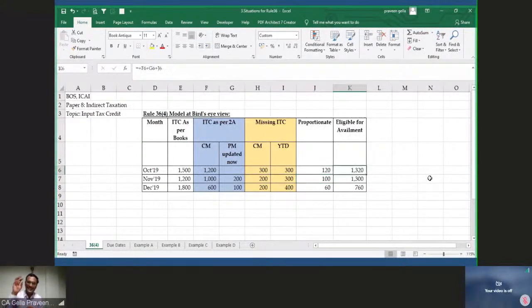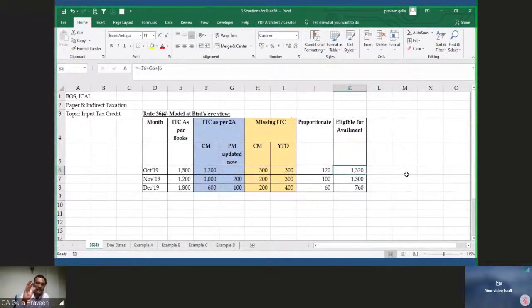So in my GSTR 3B, in my monthly return, how much credit can I take? I can take 1200 plus 120 rupees for the month proportionately as per rule 36.4. This is for my October 2019.